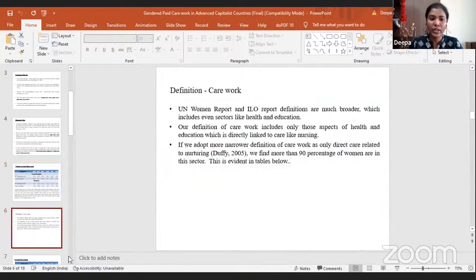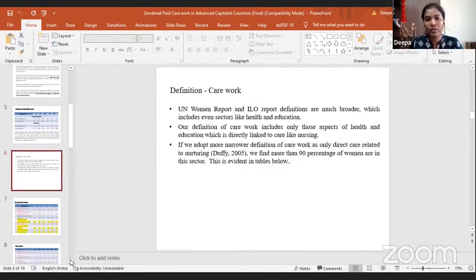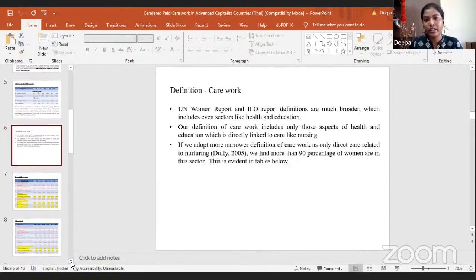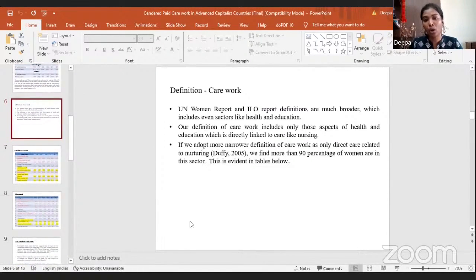So here, when they look into care, the UN report or the ILO defines care as much broader, which they even include sectors like health and education. For our definition purpose, what we have included is only those aspects of health and education which are directly linked to care, like nursing. Under health or education, people like teachers and doctors, we have excluded.